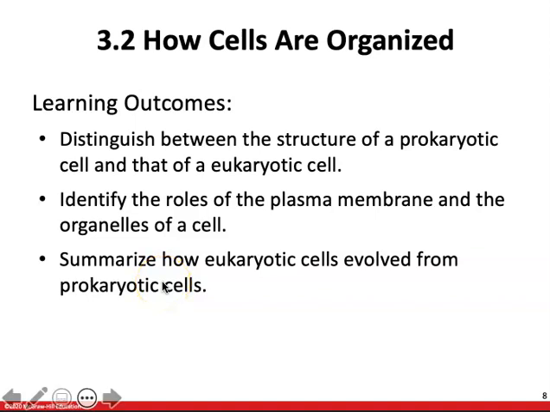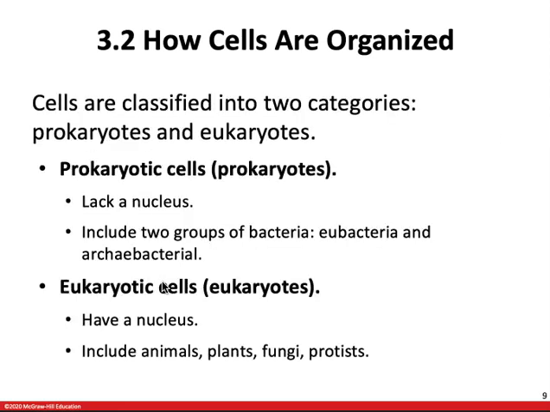Next, we want to talk about how cells are organized. After this section, you should be able to distinguish between the structure of prokaryotic cells and that of a eukaryotic cell. You should also be able to identify the roles of the plasma membrane and of the organelles of a cell, and then summarize how eukaryotic cells evolved from prokaryotic cells.